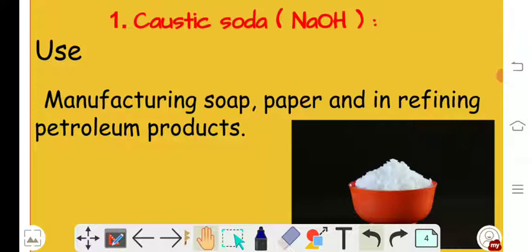So during the manufacture of soap, the caustic soda is used, and also in manufacturing paper, and it is also used in refining petroleum products. In diesel, petrol, in crude state, lots of impurities are present. So to remove all those impurities, caustic soda is used.